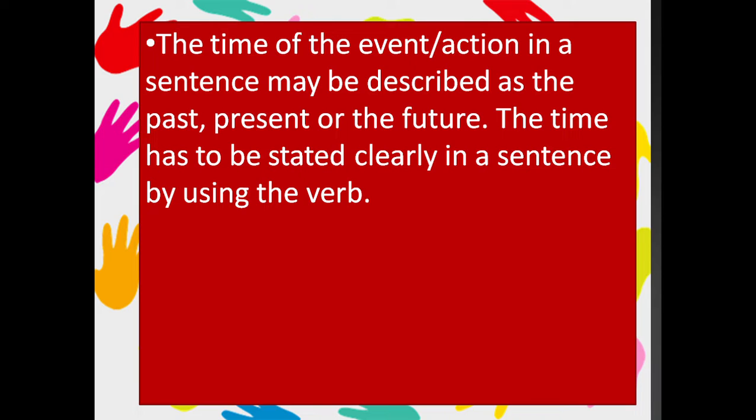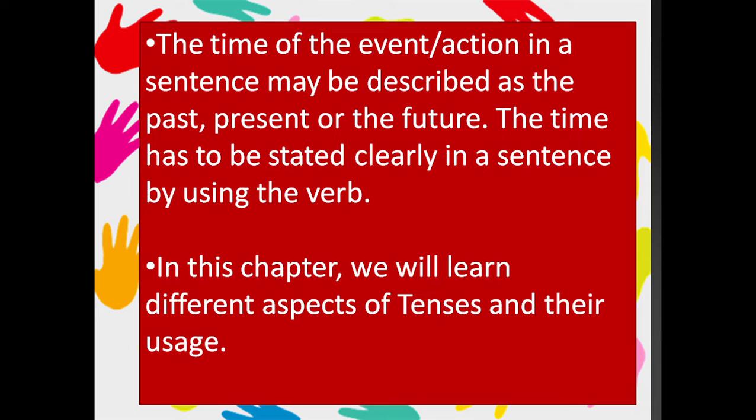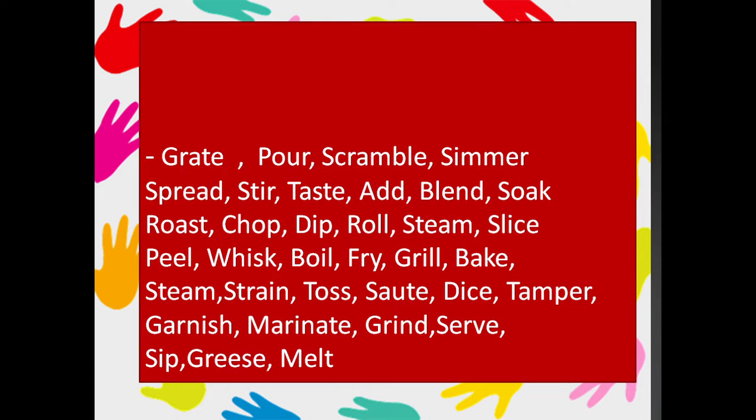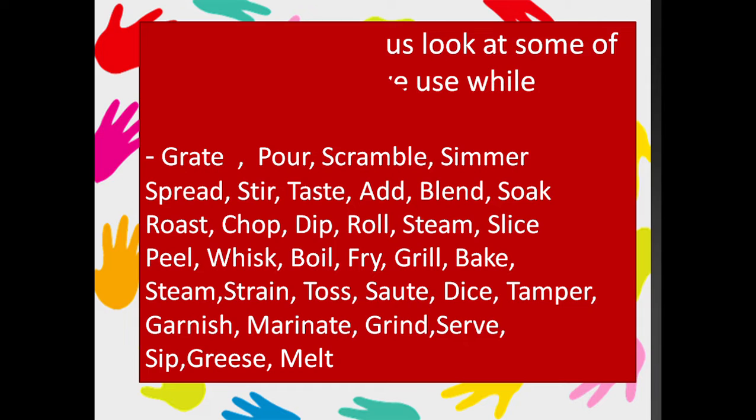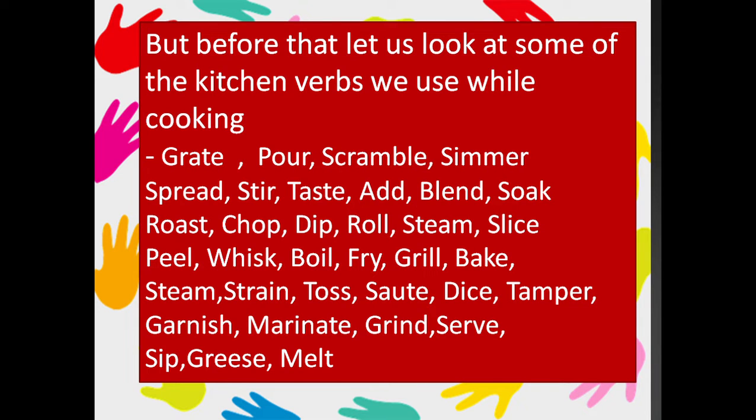The time of an event or an action in a sentence may be described as the past, present, or the future tense. The time has to be stated clearly in a sentence by using a verb. In this chapter, we will learn different aspects of tenses and their usage. I have listed out some of the most famous and popular kitchen verbs for you.